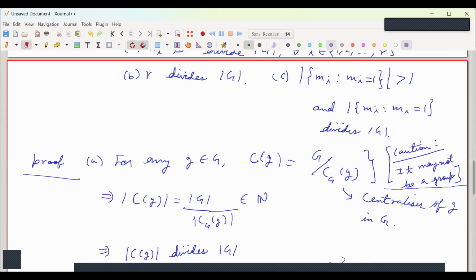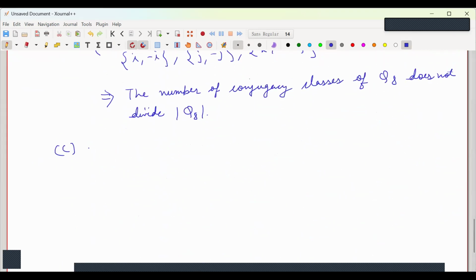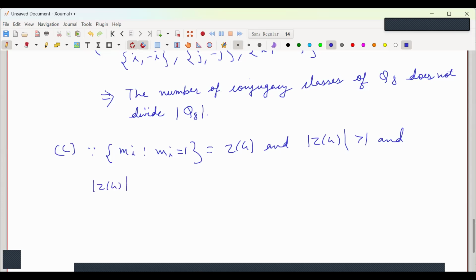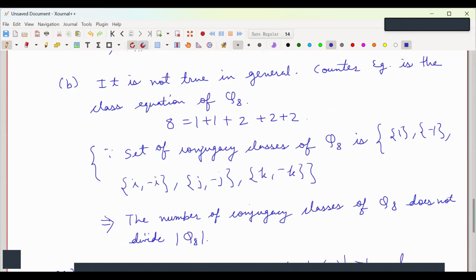So what is this? This is just the center of G, since the set of Mi such that Mi equals 1 is equal to the center of G, and we know that the size of the center is greater than 1, and the size of the center divides the order of G. Therefore, C is true. Okay, clear?